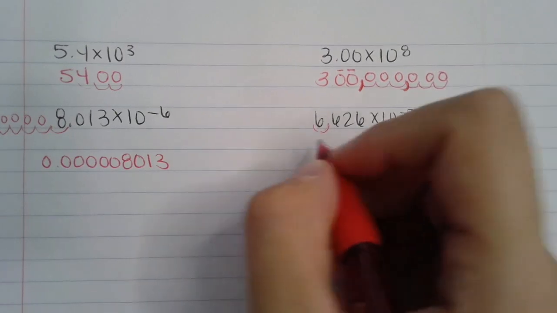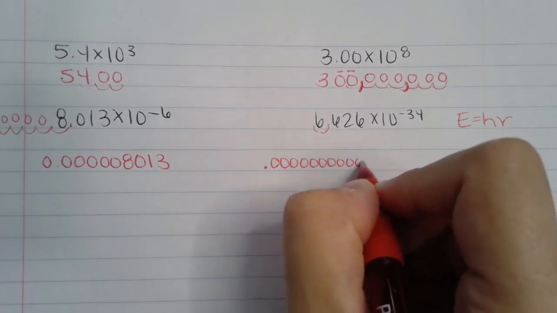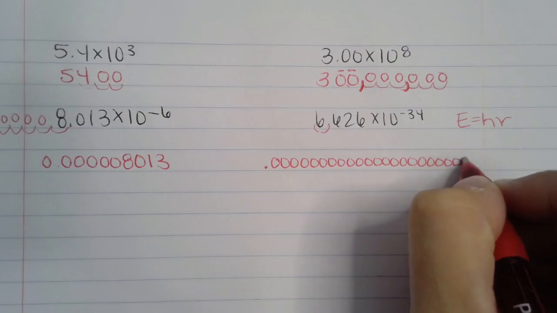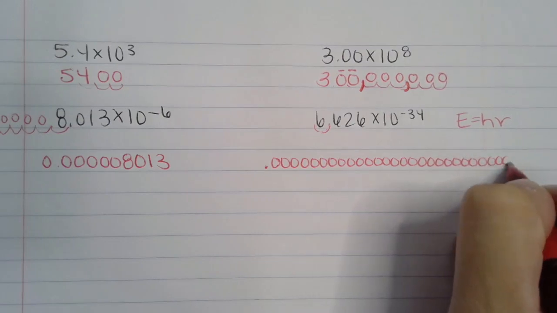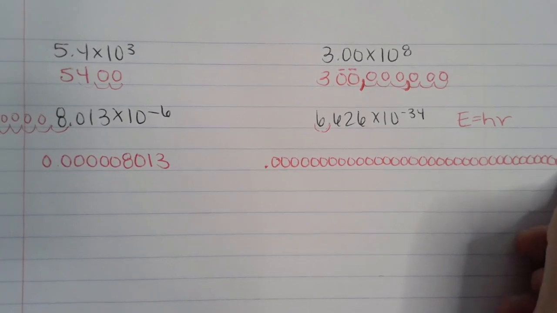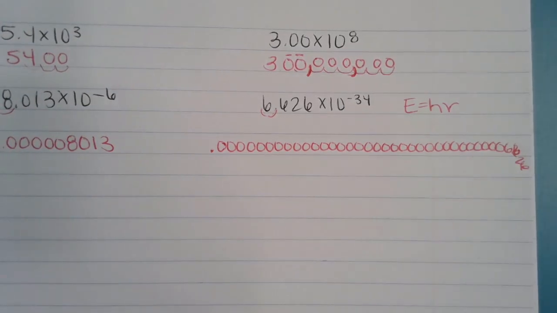1, 2, 3, 4, 5, 6, 7, 8, 9, 10, 11, 12, 13, 14, 15, 16, 17, 18, 19, 20, 21, 22, 23, 24, 25, 26, 27, 28, 29, 30, 31, 32, 33. Whew. Basically, that's what it would look like. All of those zeros with the 6626 at the very end.